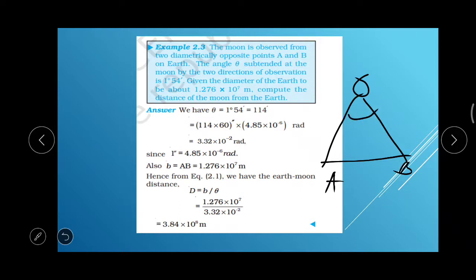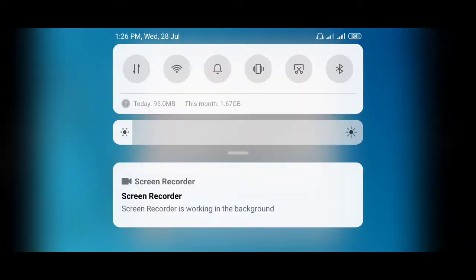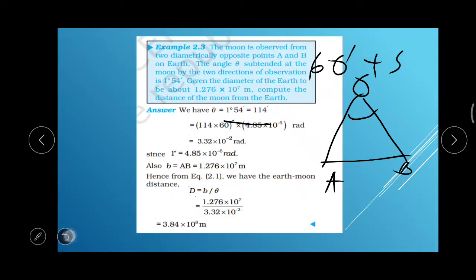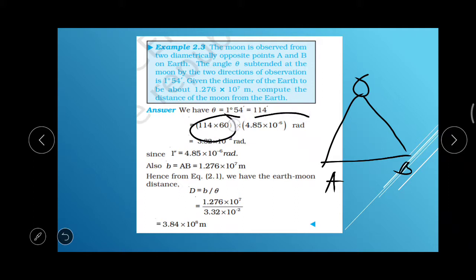The angle theta subtended at the moon due to the observation is given as 1 degree 54 minutes, where you know that 1 degree is 60 minutes, so 60 minutes plus 54 minutes, that is 114 minutes. Now you have to convert this 114 minutes into radian. For that, first convert the minute value into seconds, and then multiply it with 4.85 into 10 to the power minus 6 radian. Then you can obtain the value in radian as 3.32 into 10 to the power minus 2 radian.